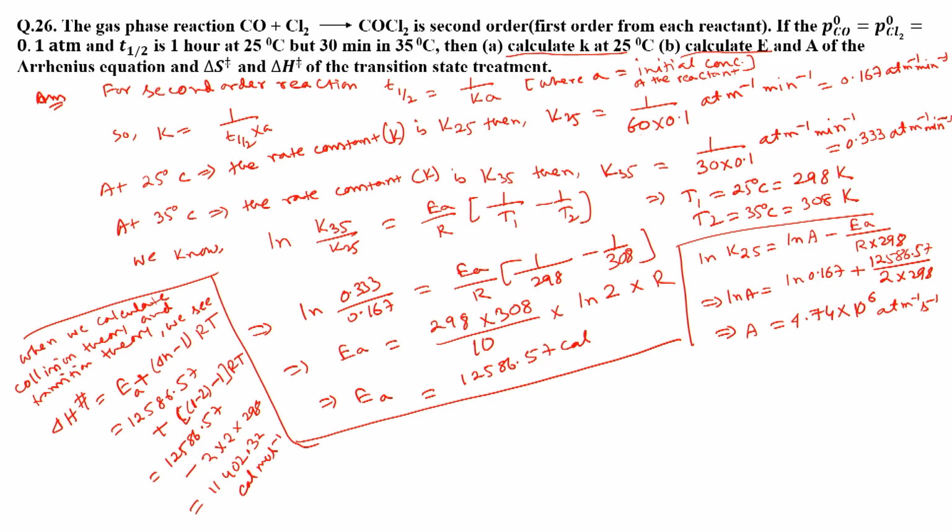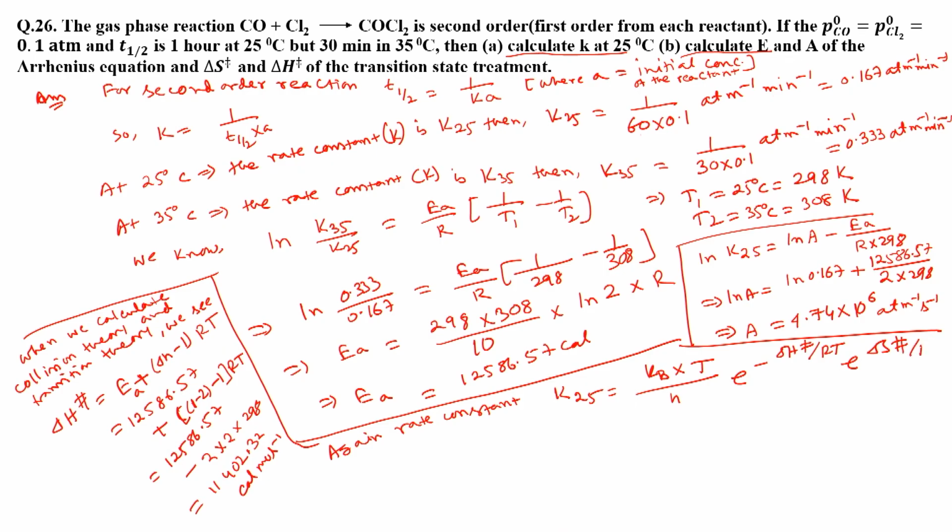So, this is the value of delta H dagger. Now, we need to calculate delta S dagger. Again we know the rate constant k25 is kB, the Boltzmann constant, times T by h, the Planck constant, times e to the minus delta H dagger by RT, times e to the delta S dagger by RT.